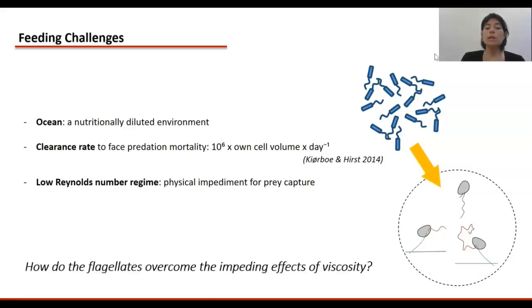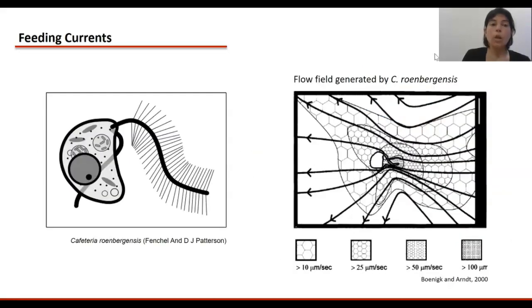So how do the flagellates overcome these impeding effects of viscosity? Well, they create feeding currents by beating their flagellum that has hairs or mastigonemes. And while they beat their flagellum, they create these flow fields towards the cell body, and any potential prey embedded in this flow field can be captured and handled for ingestion.